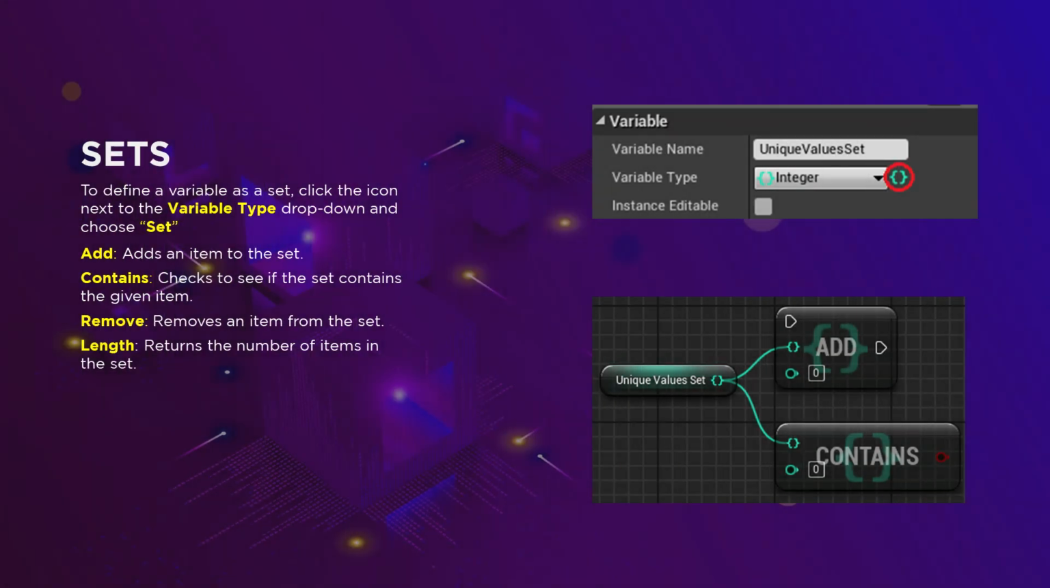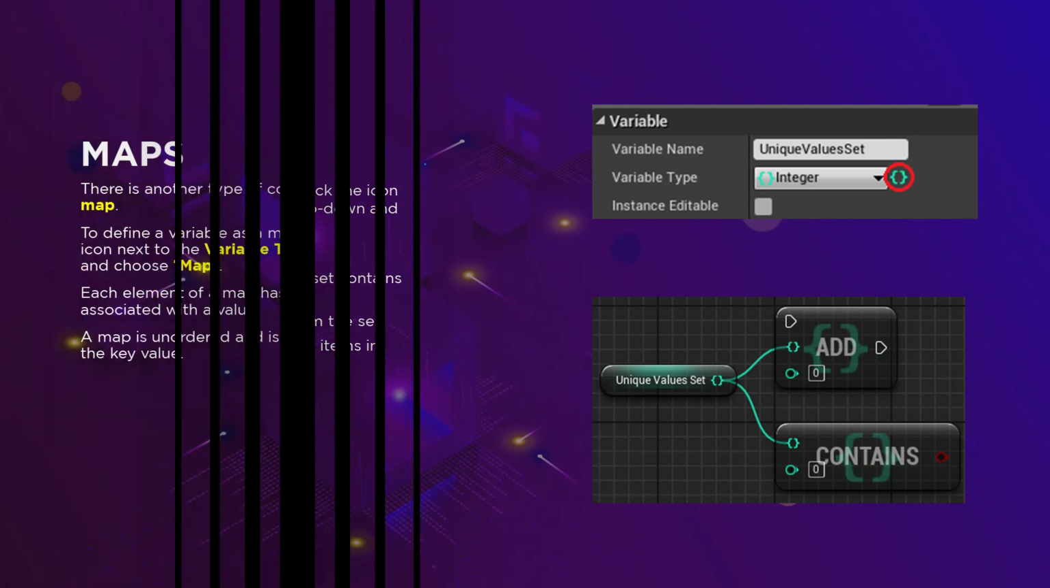To define a variable as a set, click on the icon next to the variable type dropdown and choose Set. See the image shown. Following are some common nodes related to sets. Add adds an item to the set. Contains checks to see if the set contains the given item. Remove removes an item from the set. Length returns the number of items in the set.